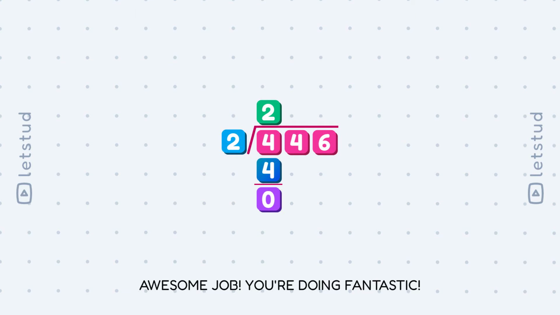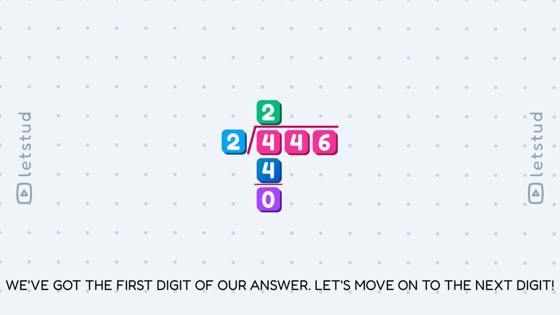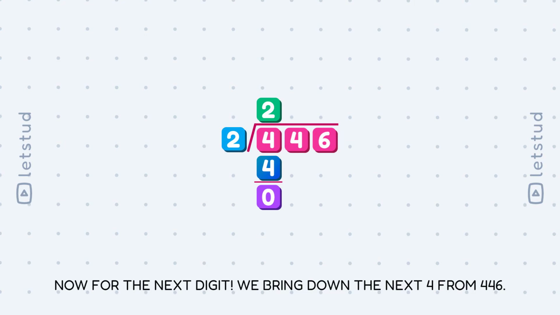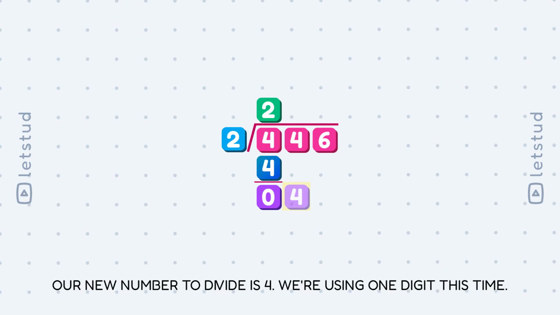You're doing fantastic. We've got the first digit of our answer. Let's move on to the next digit. Now for the next digit, we bring down the next 4 from 446. Our new number to divide is 4. We're using one digit this time.